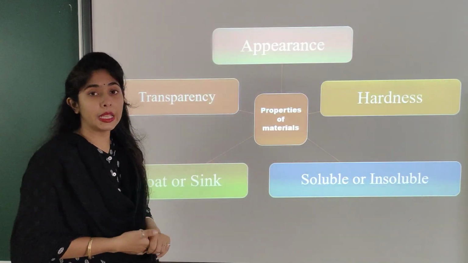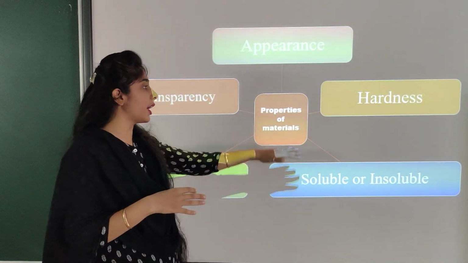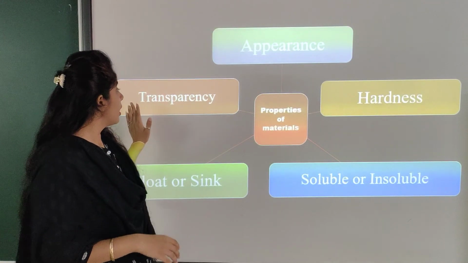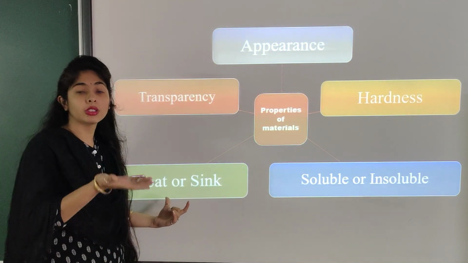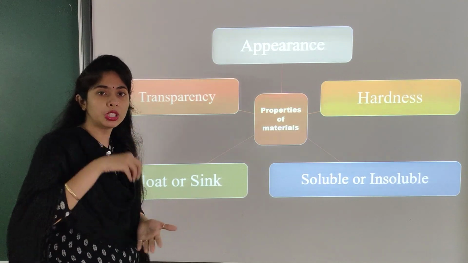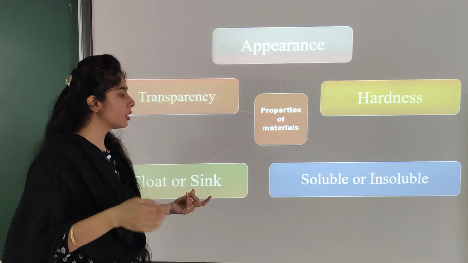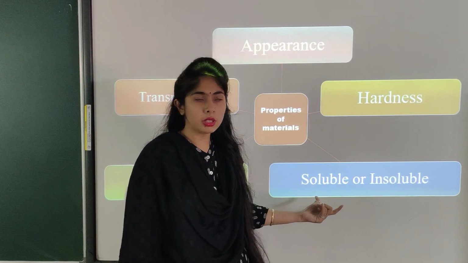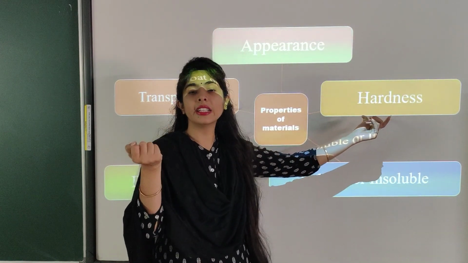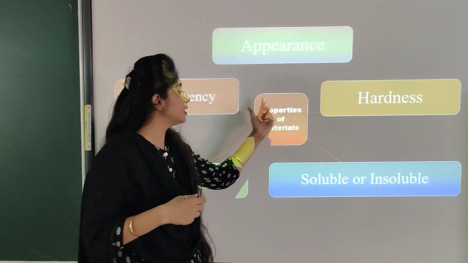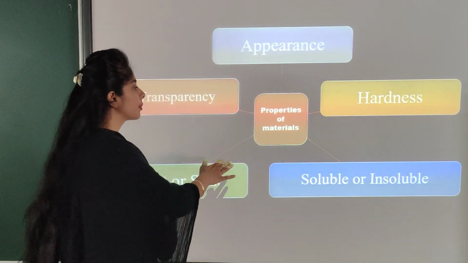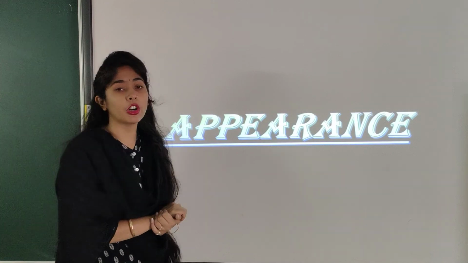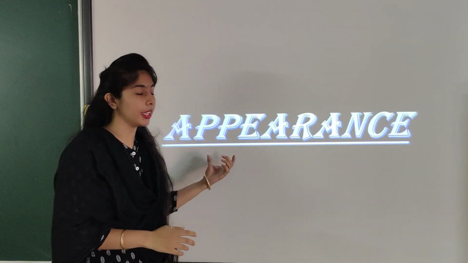Now, appearances. Appearance is divided into these parts. Transparency, how they look. Float or sink, whether they sink or float. Soluble or insoluble. Hardness, is that hard or is it soft? These are the properties of the material. Okay. Now, first of all, the first property, that is appearance. Let us see.